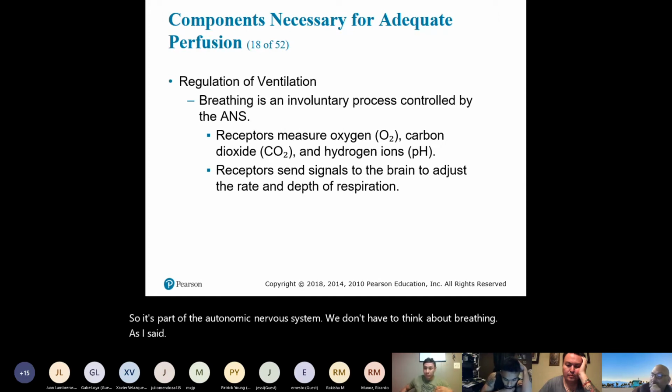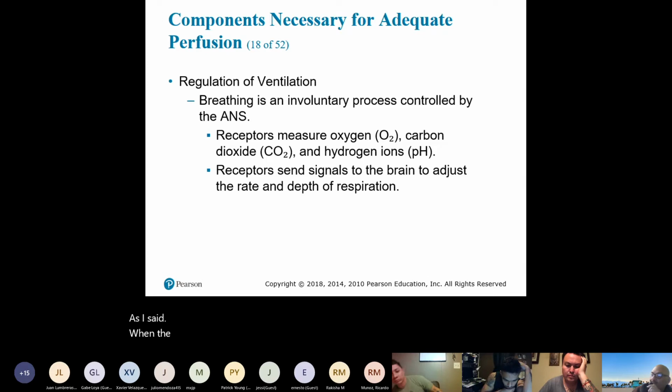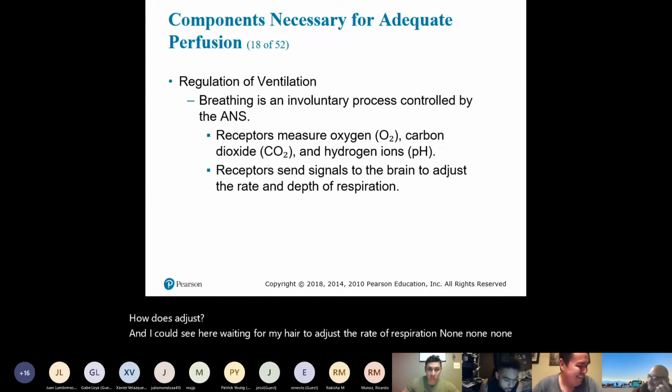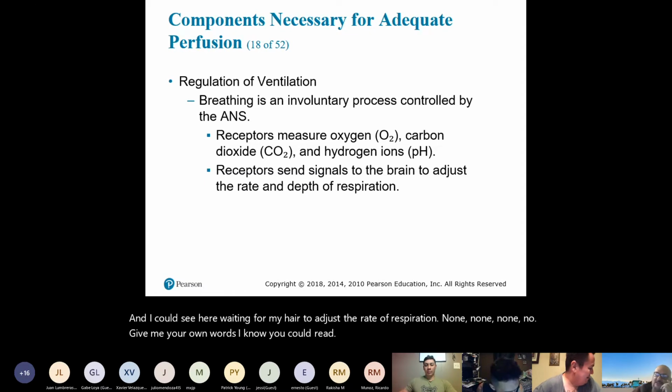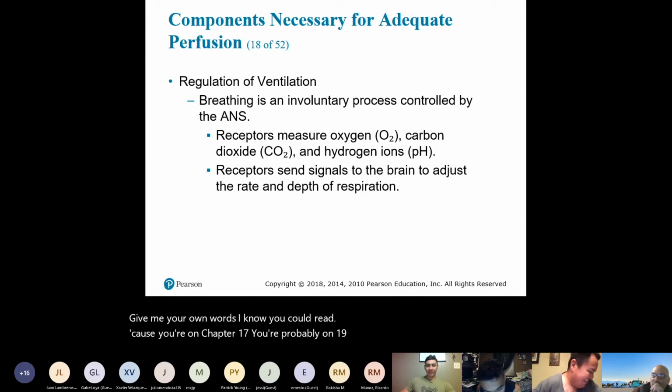As I said, when the carbon dioxide levels increase, the body adjusts. How? I'm old and forgetful, so you've got to remind me. How does it work? Adjust the rate of respiration. Yeah. How does it adjust it? Frequency. And I can see you're reading it from right there, to adjust the rate of respiration. No. Give me your own words. I know you can read. Because you're on chapter 17. You're probably on 19 now. 18, he said.